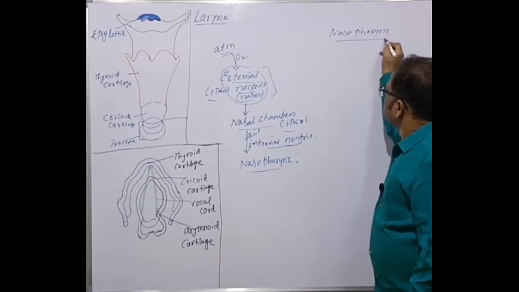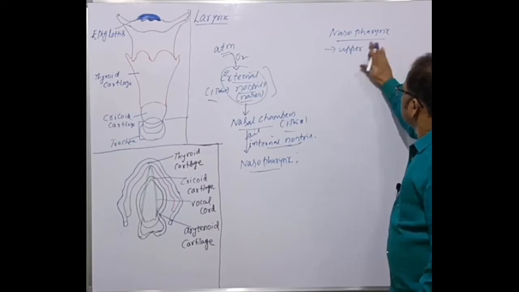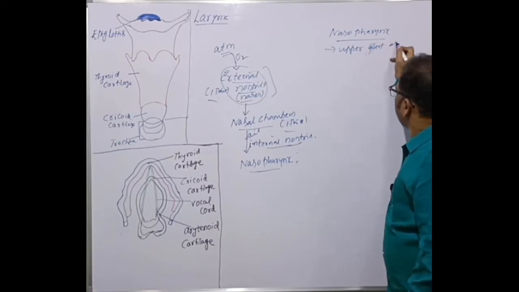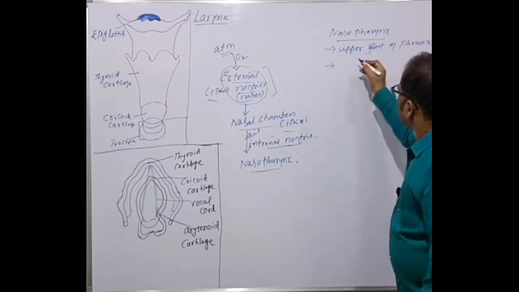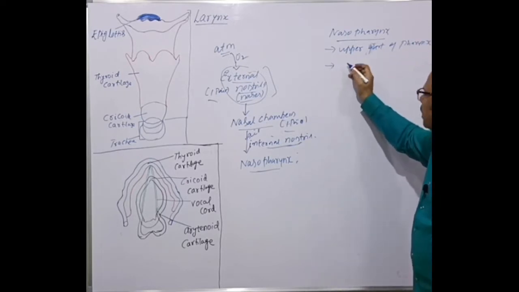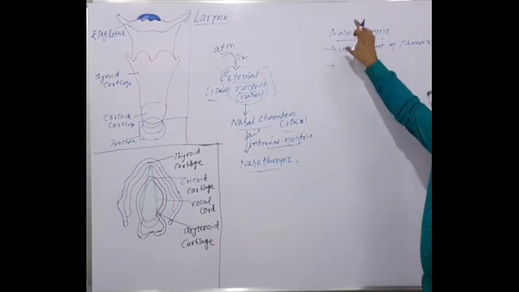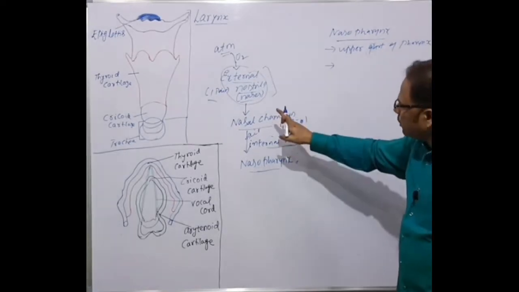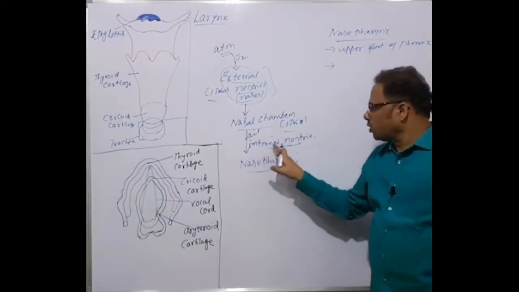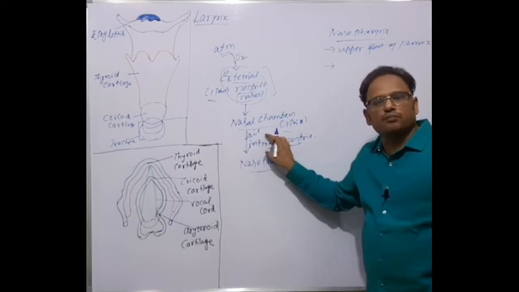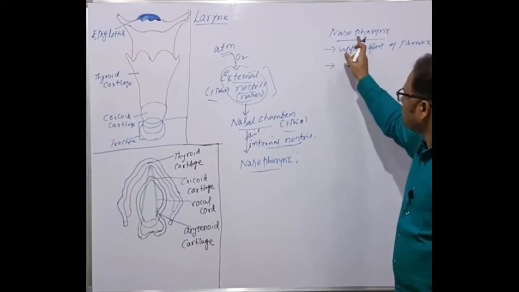Nasopharynx is the upper part of the pharynx. That is the first point. It is related to the nasal cavity, and the internal nostrils are part and parcel of the nasopharynx. From the nasal chambers, the air enters the nasopharynx through the internal nostrils, and the internal nostrils are present in the nasopharynx. That's the second point.